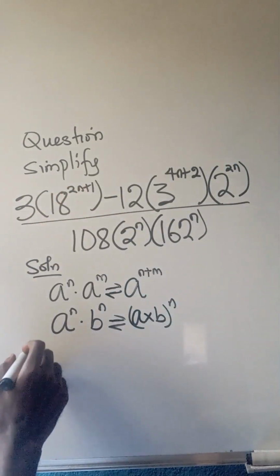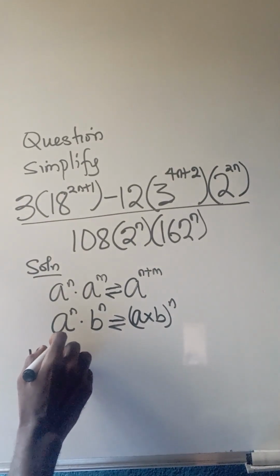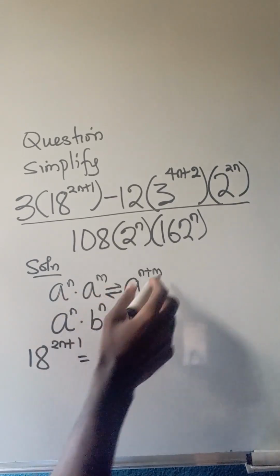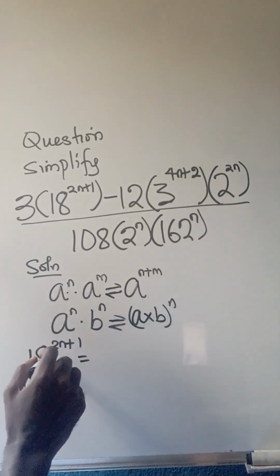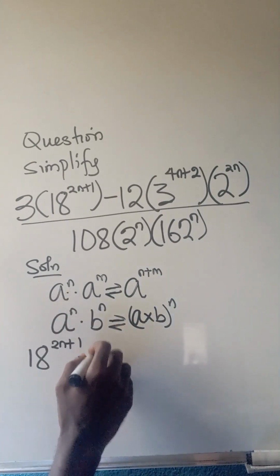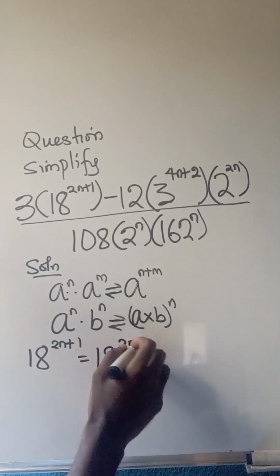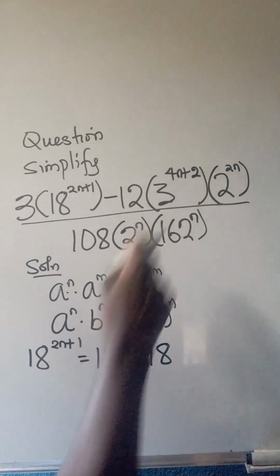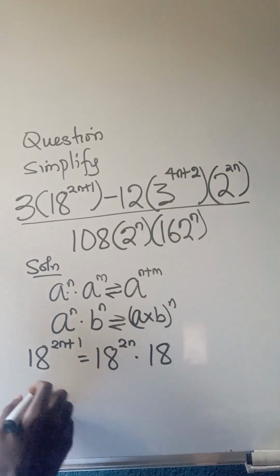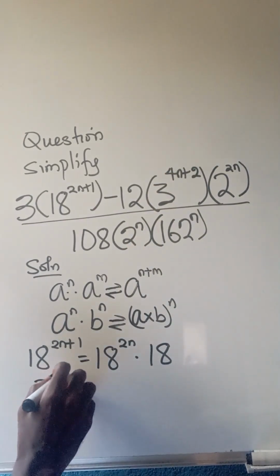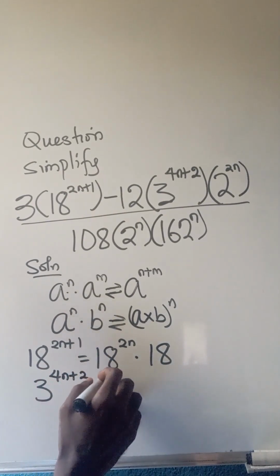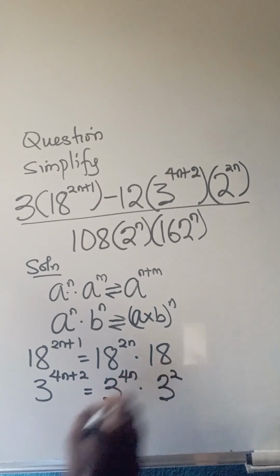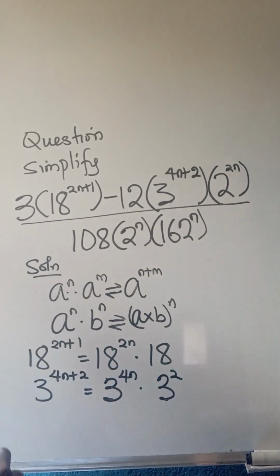Let's start with this. 18 raised to power 2n plus 1 should mean, if I use this law, from this I want to come to this. So we'll express it like so. It will be 18 raised to power 2n multiplied by 18. Now for this, I have 3 raised to power 4n plus 2, which should be 3 raised to power 4n multiplied by 3 raised to power 2.